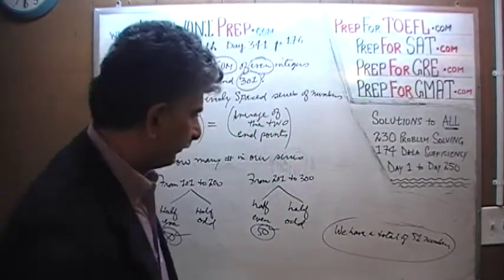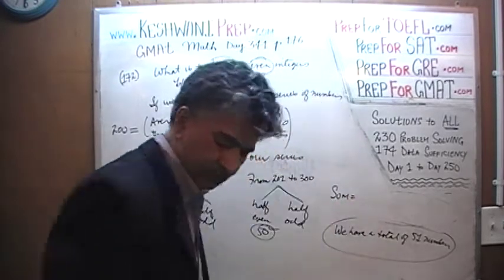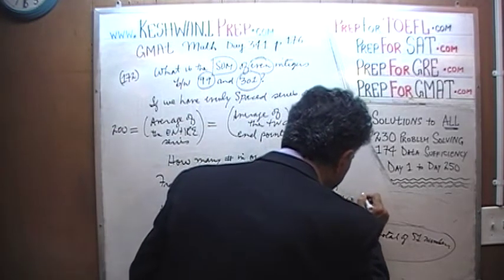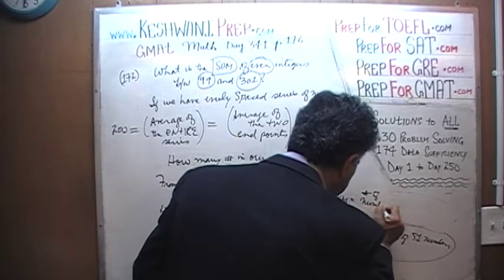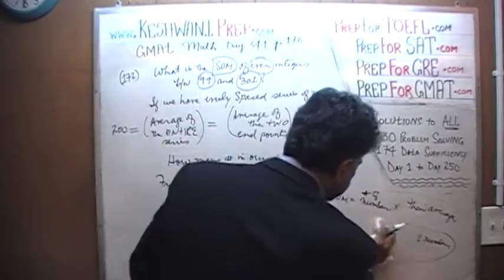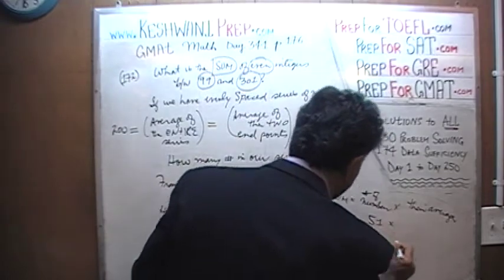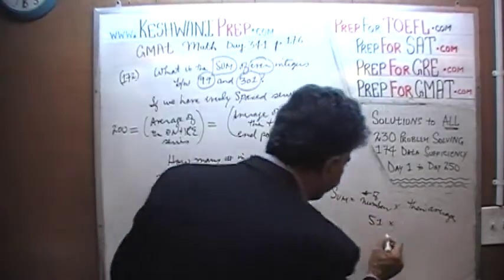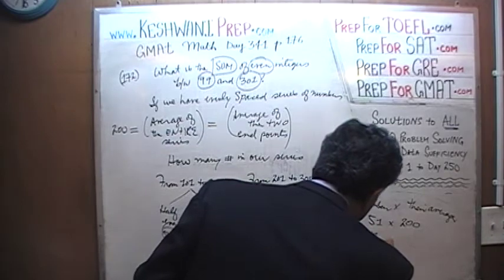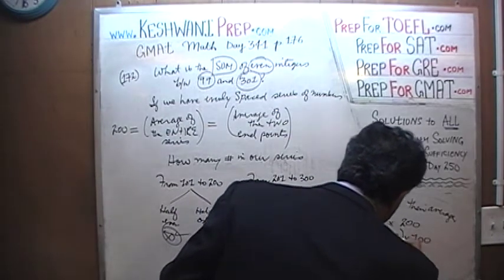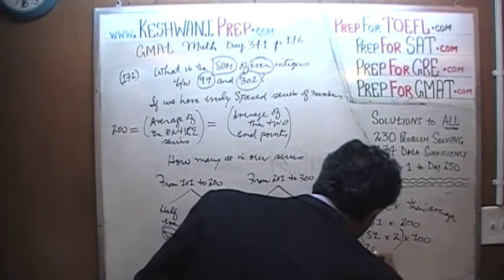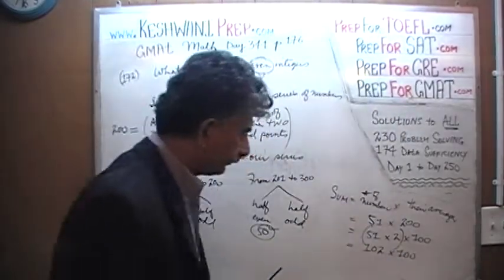We have a total of 51 numbers, therefore the sum of these numbers is going to be the number of numbers times their average. We have 51 numbers times their average, which we found out to be 200. 51 times 200 can be written as 51 times 2 times 100. 51 times 2, of course, 50 times 2 is 100, so it's 102. So it's 102 times 100. Unless I made a mistake.